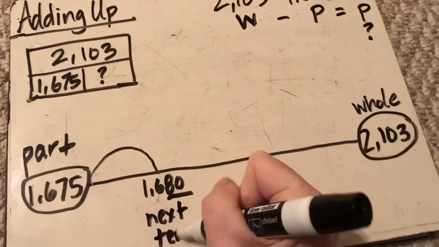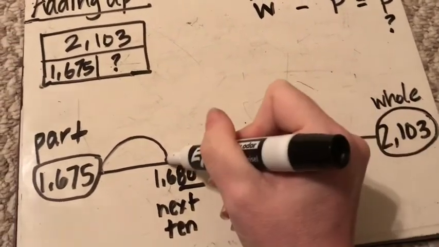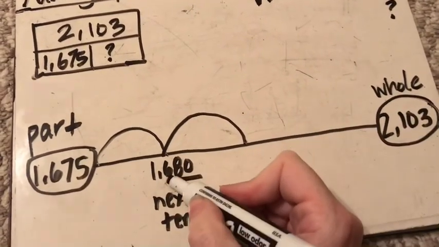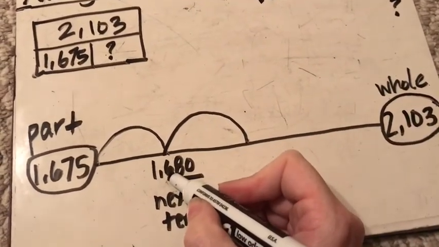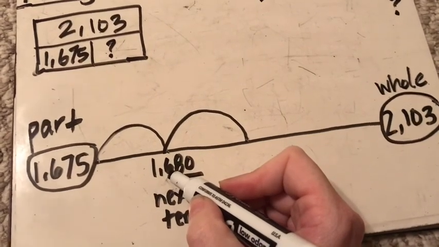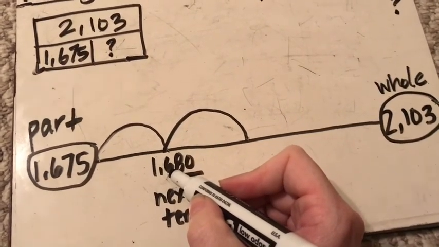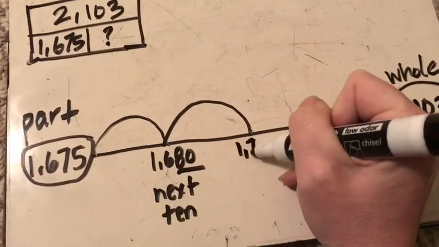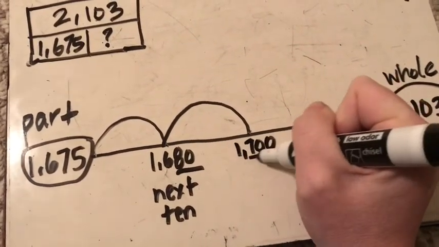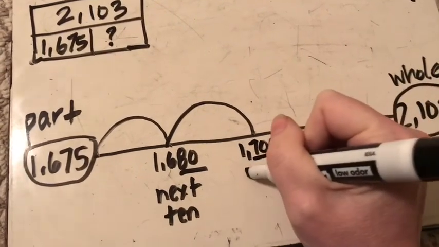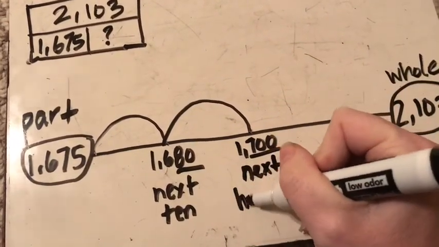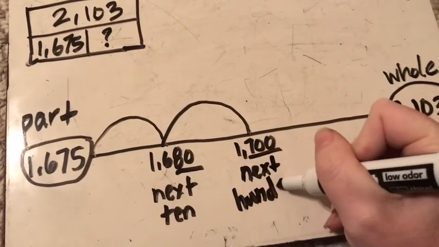So this is my next 10. Once I get to my next 10, my next job is to think about what would be the next 100. So if I look here in the hundreds place, I have 600s. If I add 100 onto 600, I will have 700. So my next 100 would be 1,700. See, that's 100. That's a number that I say when I count by hundreds, right? So this is the next 100.